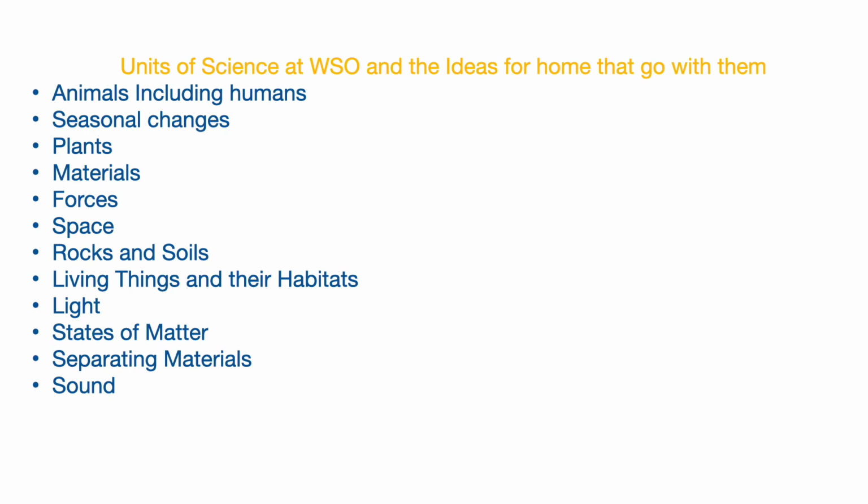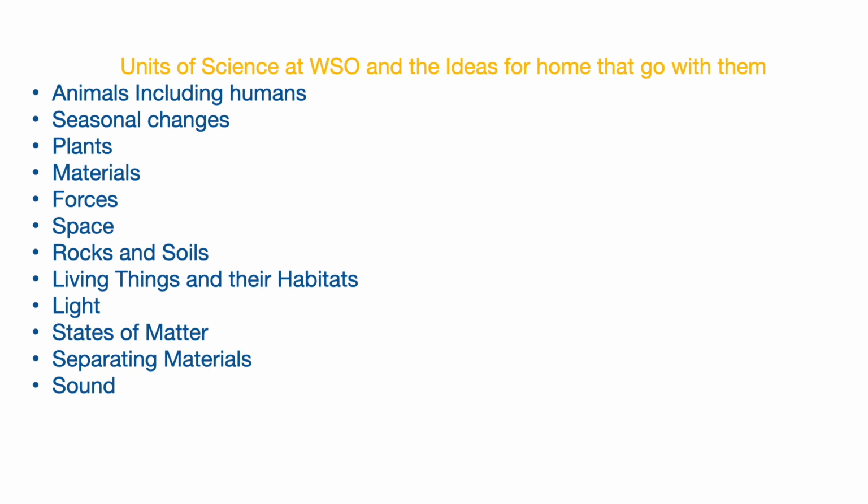Finally, we have prepared a list of units of the primary science program at WSO. These include animals including humans, so this is any aspect of biology that links into animals or humans. We could be looking at the circulatory system and how the heart rate increases when we do exercise, and we can do an investigation at home around that.